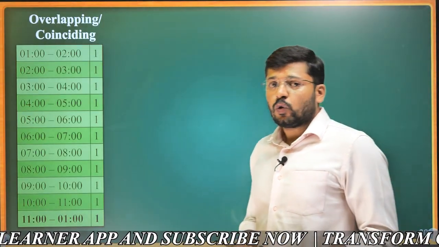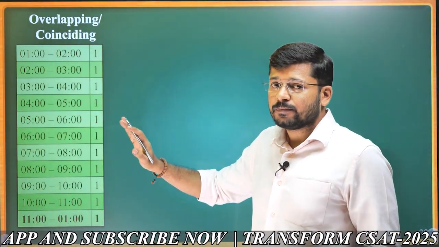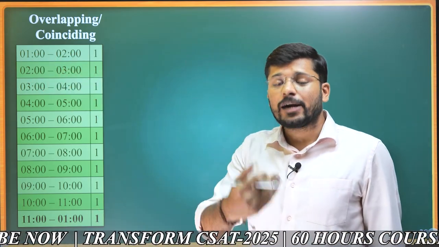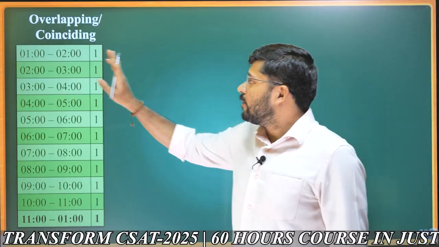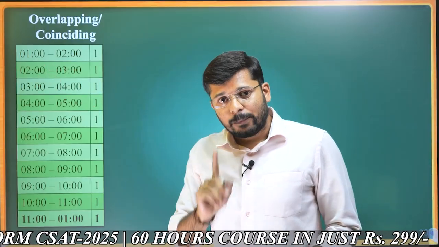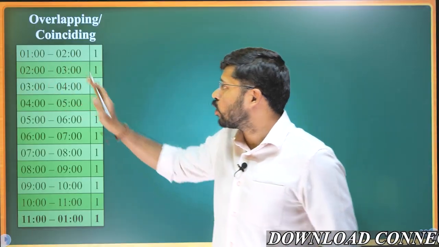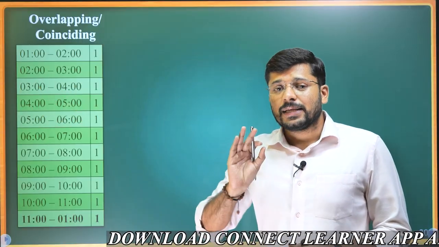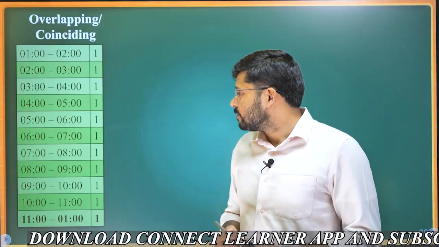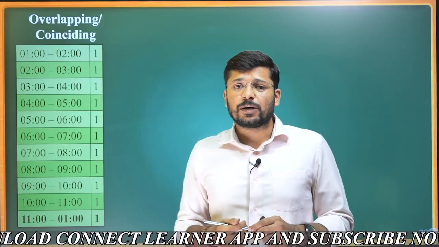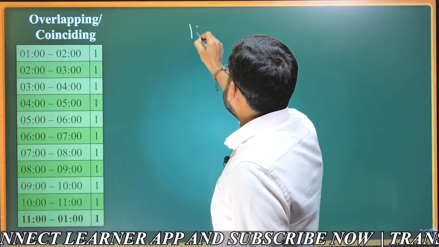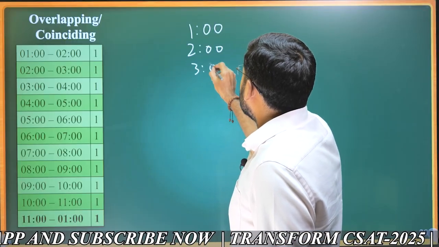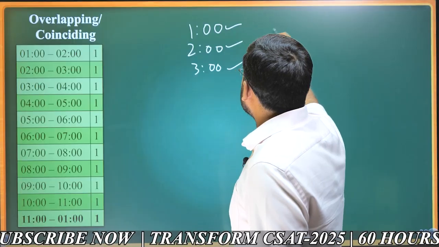The overlapping, or the coinciding, happens between 1 o'clock and 2 o'clock. Now make a note of what I am saying. Between 1 o'clock and 2 o'clock, they will overlap once. Between 2 o'clock and 3 o'clock, they will overlap once. Between 3 to 4, they will overlap once. So the general rule about coinciding is between any two exact hours. What is an exact hour? 1 o'clock, 2 o'clock, 3 o'clock. These are called exact hours.